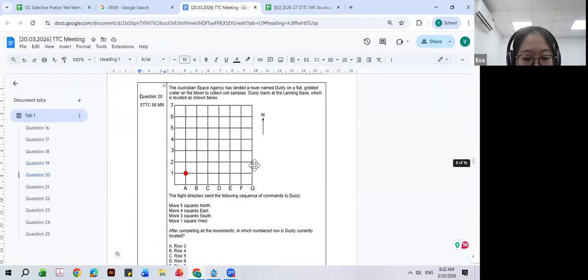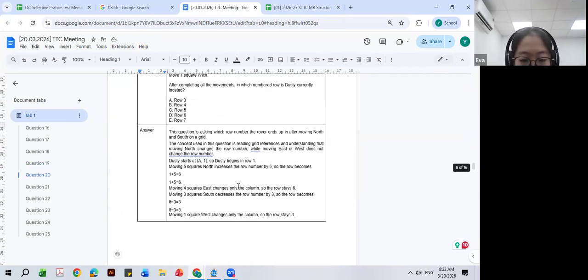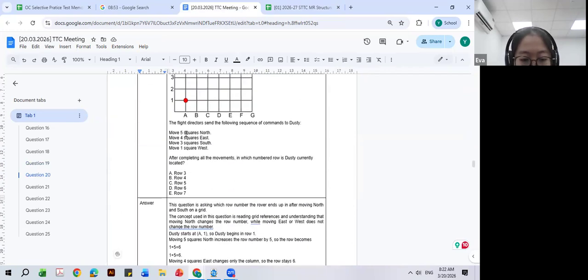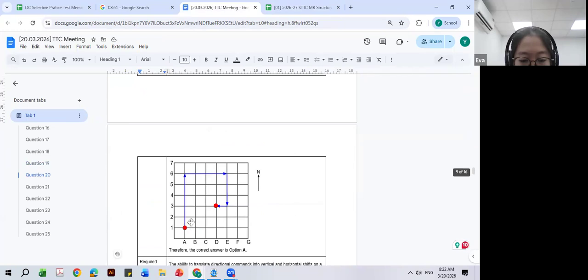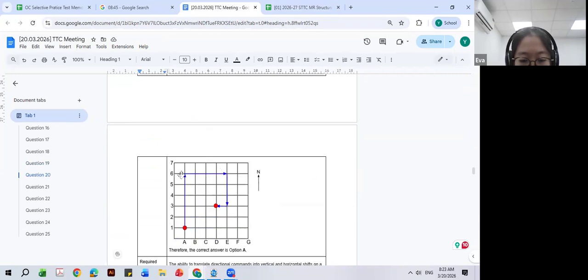We come to question 20. We have the grid here and we are asked to find the row where the T is currently located. So the original position is at row 1, and it will move 5 squares to the north. So 1, 2, 3, 4, 5 here. Next is 4 squares to the east. So it is 1, 2, 3, 4.